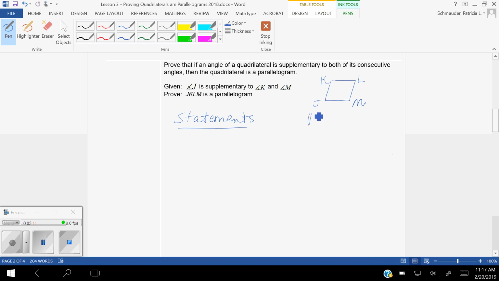All right, I got my statements and my reasons. I know my first one is going to be given. So angle J is supplementary to angles K and M, and I'm trying to prove that this is a parallelogram. It's not clear in my mind exactly what I have to do, so I'm going to write down in step 2 what I know because of my given statement. If J is supplementary to angles K and M, I know that the measure of angle J plus the measure of angle K equals 180.